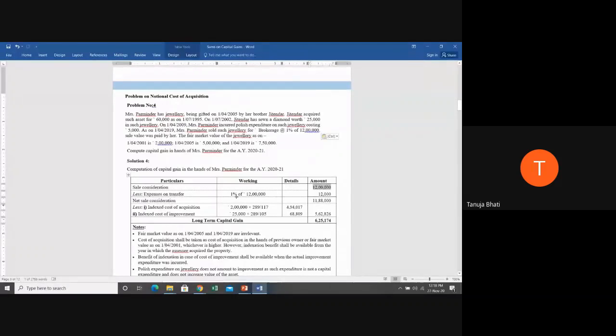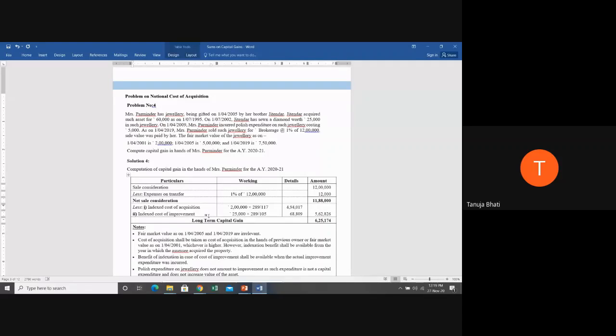Less expenses on transfer. 1% is the brokerage. 1% of 12 lakhs is 12,000. You get net consideration. Net consideration is nothing but the sales consideration after minusing the expenses on transfer. Next, less indexed cost of acquisition. Now, students, tell me, in the case of a gift, what is the cost of acquisition you are supposed to take?